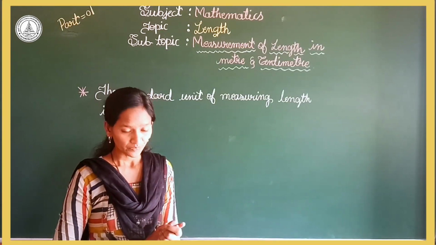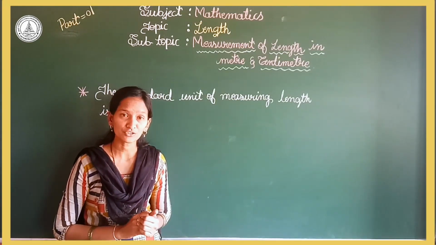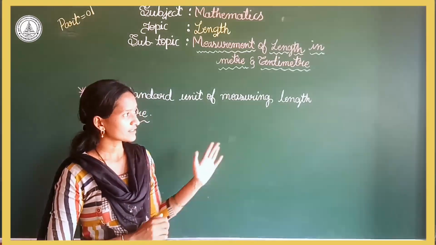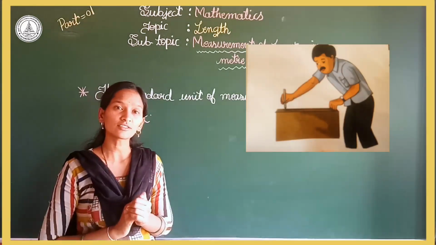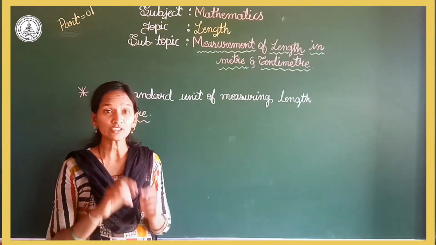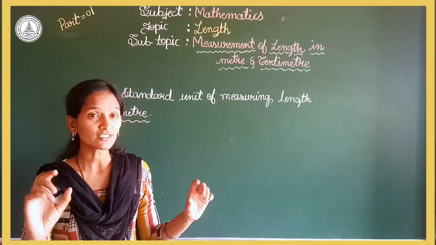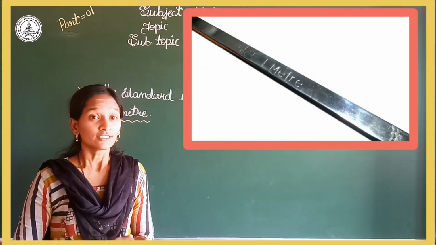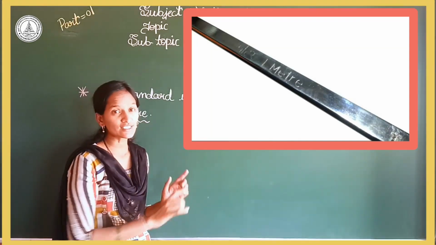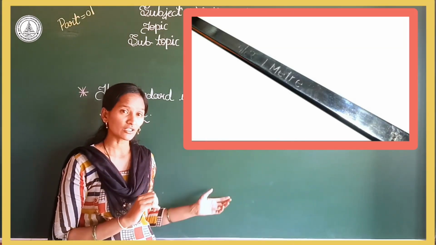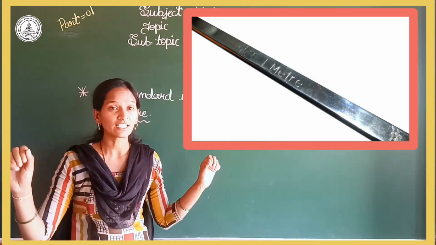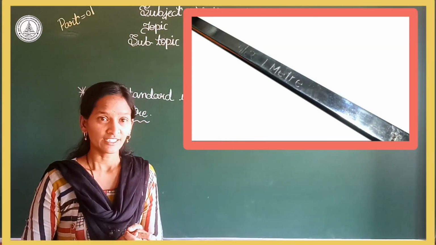Have you seen a cloth merchant? Yes, here is a cloth merchant. How is he measuring the length of the cloth? Yes, he uses a rod. So this is a meter rod. The length of this meter rod is exactly 1 meter. By using this meter rod, he is measuring the length very easily.